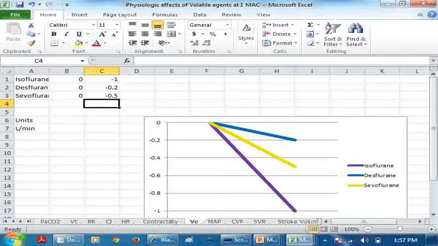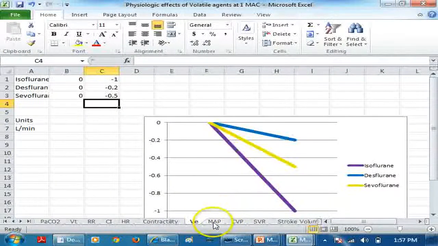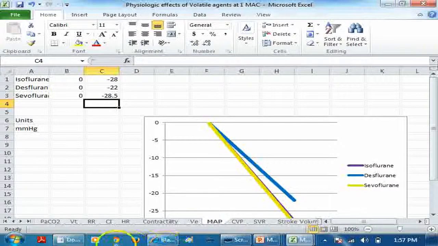Sevoflurane will drop it by roughly a half a liter per minute, and desflurane will drop it by roughly 0.2 liters per minute. That's all accomplished largely from the tidal volume decrease. The rate is going to increase, partly in response to CO2, but it can't compensate for the decrease in tidal volume.